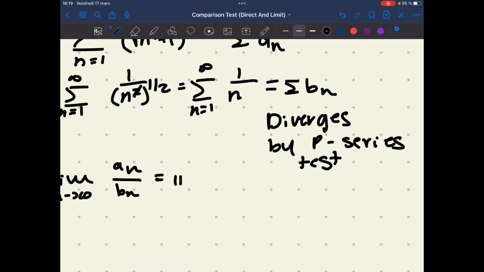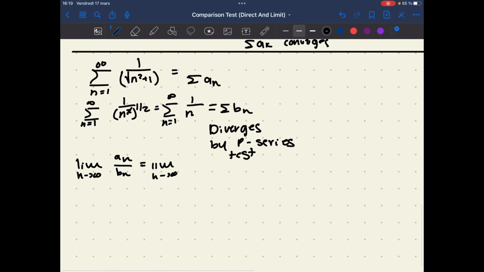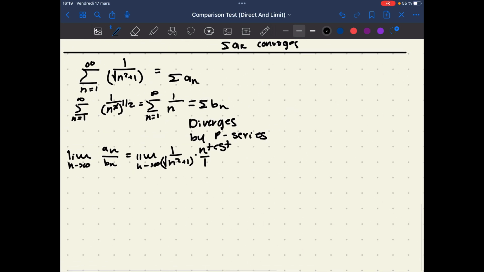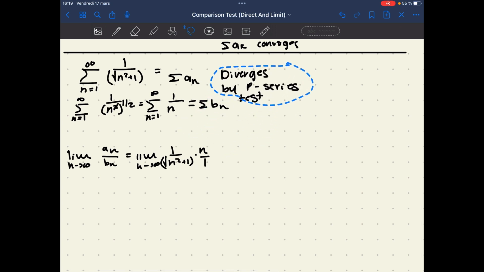Okay, now we get limit as n approaches infinity, square root of n squared plus 1 in the denominator, times n over 1. Let me move this little thing right here to right there. Okay, there we go.